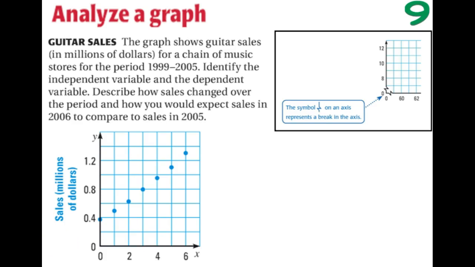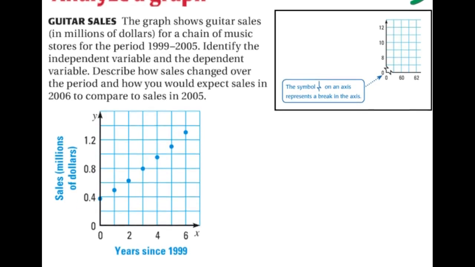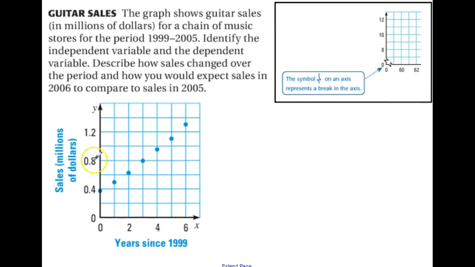The last couple of problems here, we are looking at just analyzing the graph. We're not actually going to solve anything or write an equation. It says, the graph shows the guitar sales in millions of dollars for a chain of music stores for the period 1999 to 2005. Important, or not super important, but kind of cool to read. Identify the independent variable and the dependent variable. So let's do that right now.